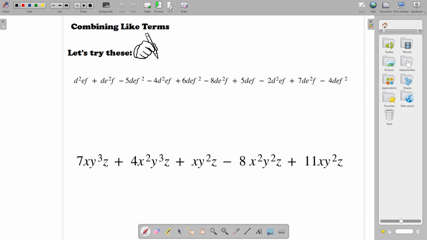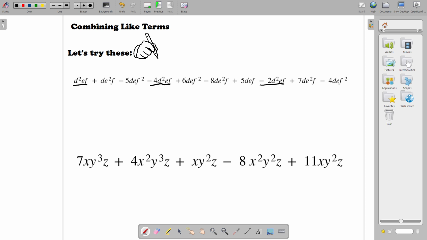Okay, let's look at this one. This one here is a little bit more complicated. We've got three variables, D, E, and F, but we need to make sure that we have terms that have the same variables with the same powers. So I'm going to take a look. I've got a D squared EF term there, a D squared EF term here, a D squared EF term here, and that's it.